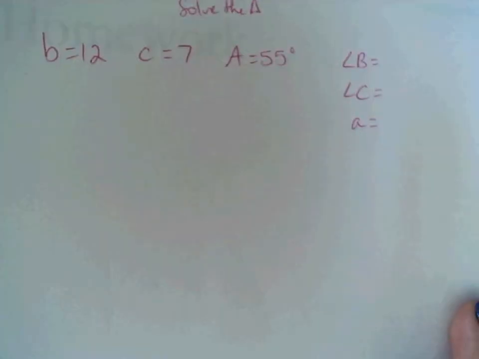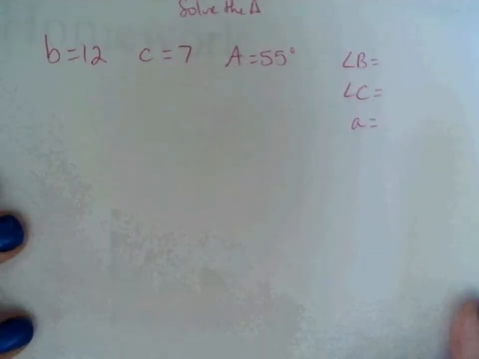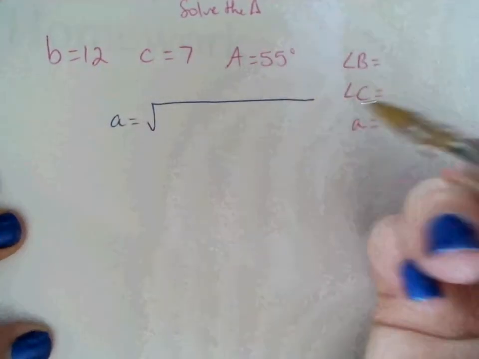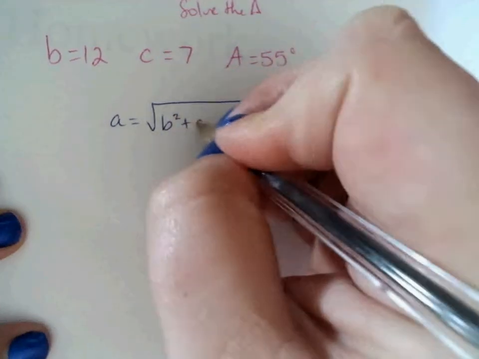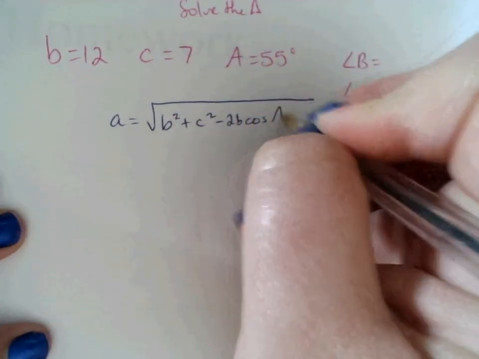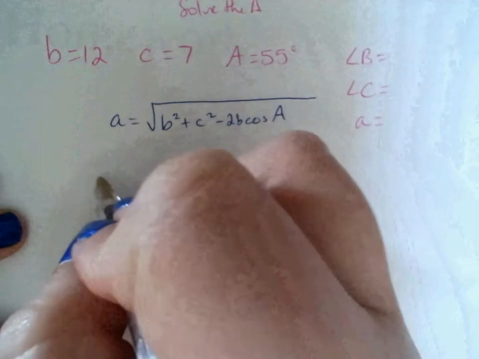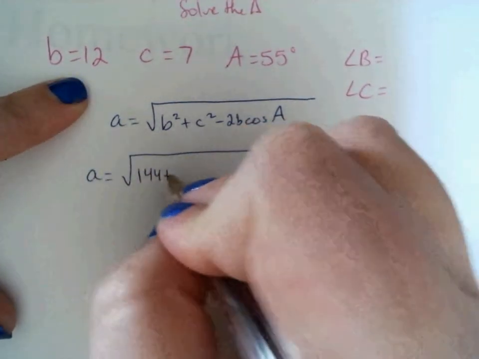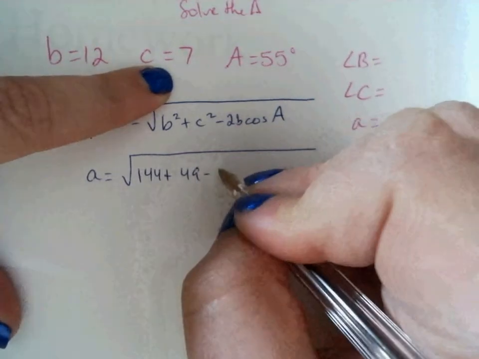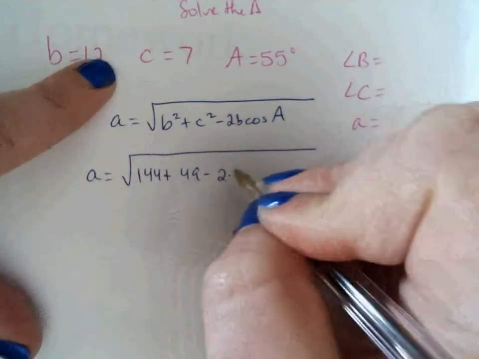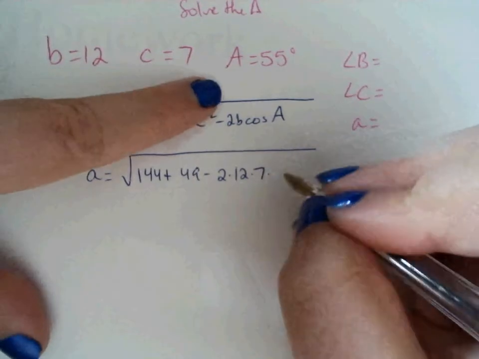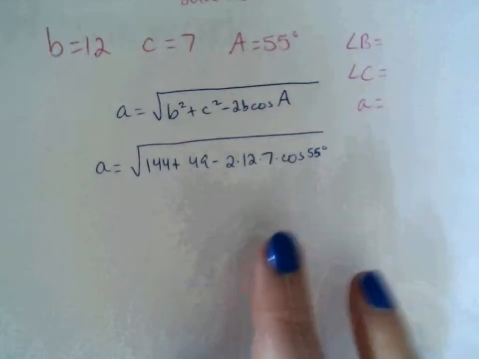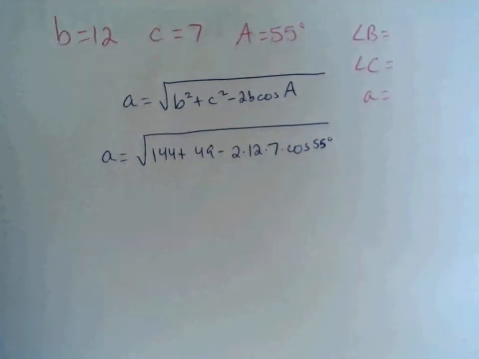As far as what we can do first, I'm thinking we're going to solve for side A using the law of cosines. So I know that a equals the square root. I'm just going to go ahead and write out the formula. B squared plus C squared minus 2BC cosine of angle A, and then we'll fill it in. So A equals the square root of B squared plus C squared minus 2 times B times C times the cosine of angle A. And we type that in and we get our answer.